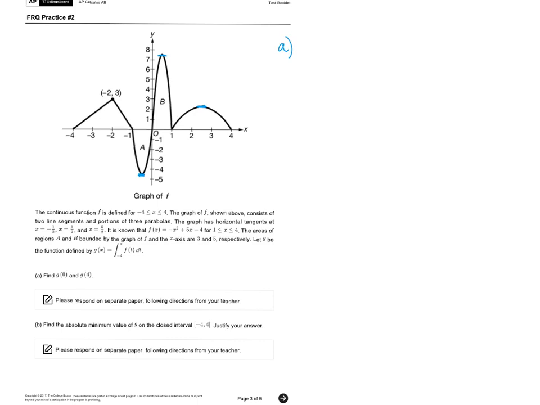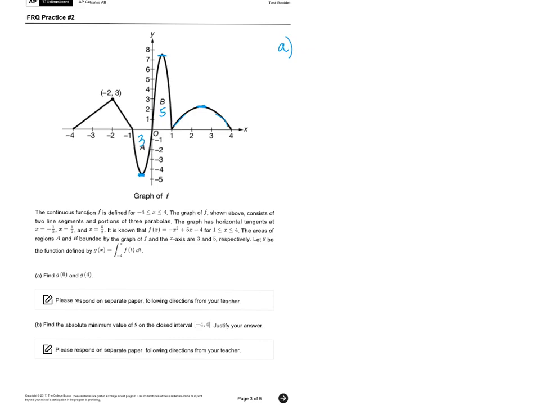Okay. It is known that you have a formula for this particular parabola right here. And the areas of regions A and B bounded by the graphs of f and x are 3 and 5. So this would be 3 and this would be 5. Again, some people like to label it as -3 because it's below. That's up to you on how you do that.